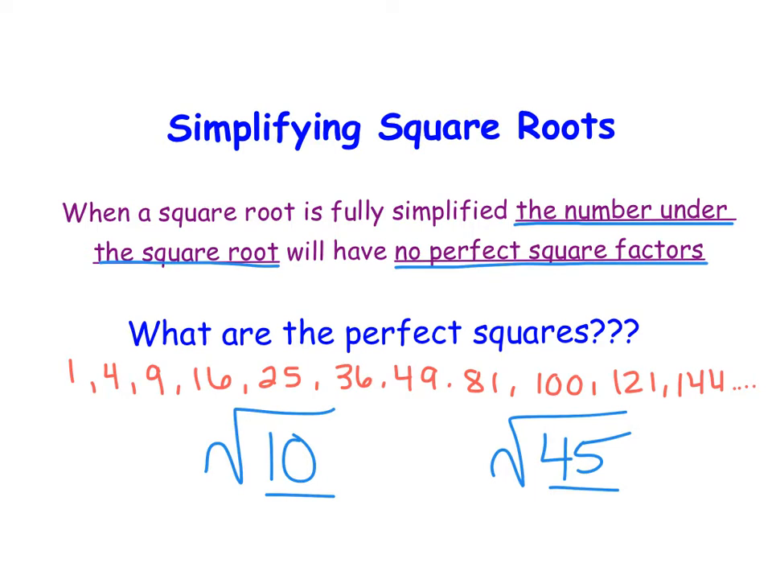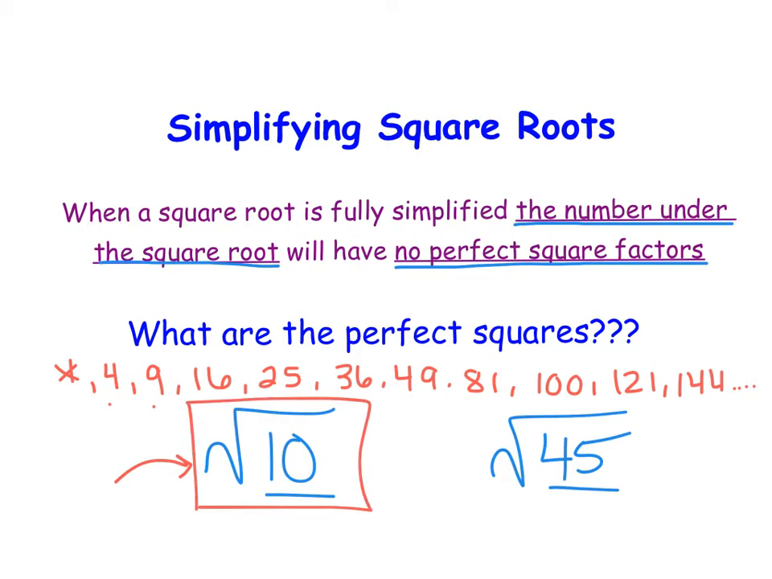That's essentially 1 squared through 12 squared. All of these numbers can be square rooted and produce an integer. The square root of 1 is 1, the square root of 4 is 2, the square root of 9 is 3, and so on and so forth. If we look at the square root of 10, it is perfectly simplified because it is not divisible by a perfect square other than 1, because everything is divisible by 1. It's not divisible by 9, it's not divisible by 4, so 10 is a perfectly simplified square root.